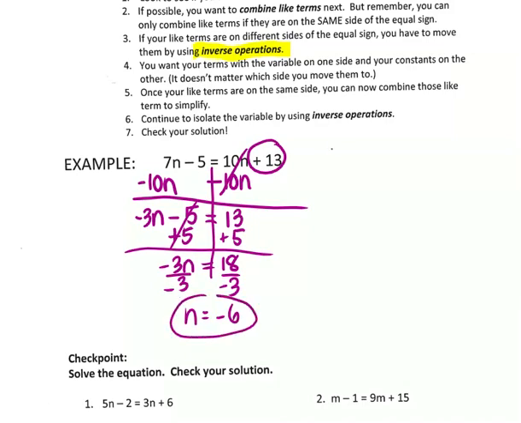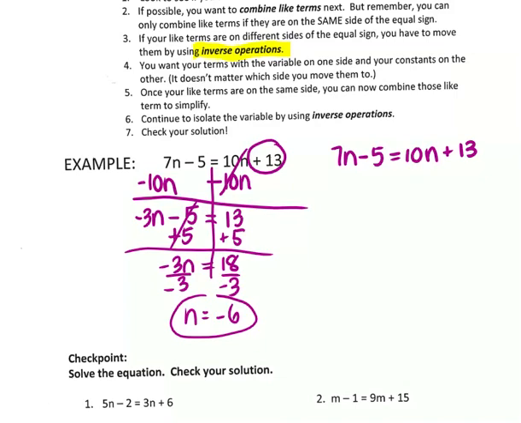Just to prove a point and show you that it really does not matter which way you move your variable, I'm going to do the question again. But instead of moving my 10n's over to the left, I'm going to move my 7n's over to the right. This is what I like to do. I like to look ahead and see what's going to keep my n's positive.